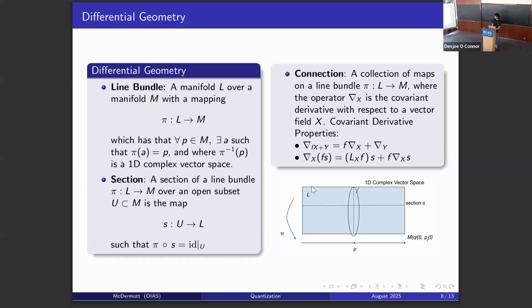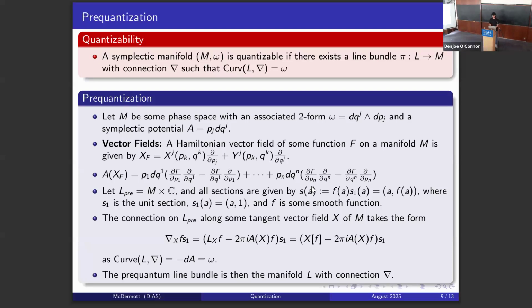And finally, we have a connection, which is a collection of maps on a line bundle with a covariant derivative operator, which has a few properties in terms of functions and vector fields shown here, where L_X is the Lie derivative of some function. So when talking about geometric quantization, we have to discuss when a system is quantizable. If we have a symplectic manifold M with a 2-form omega over it, and if there exists some line bundle pi where the curvature of our connection on the line bundle is equal to this 2-form, we say that the system is quantizable.